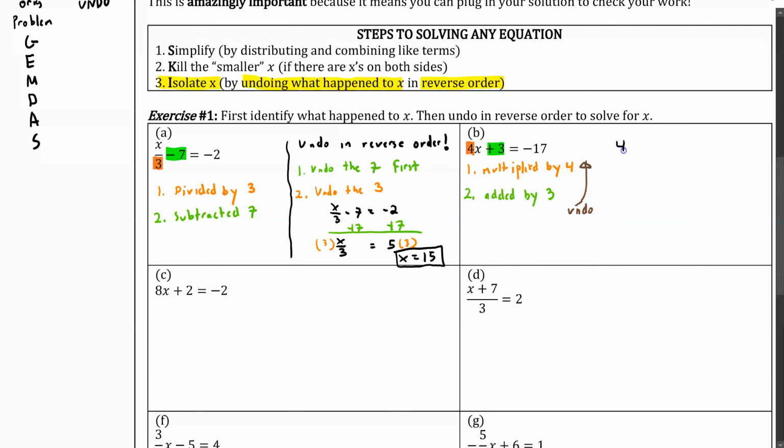So here's the original problem. 4x plus 3 equals negative 17. So first we want to undo the addition by 3. So we subtract 3 from both sides. Again, notice the way that I'm color coding. So on the left hand side, this gives me 4x is equal to negative 20. And now we want to undo the multiplication by 4. And so we undo multiplication by dividing by 4. And so on the left hand side we have x, and on the right hand side we have negative 5.